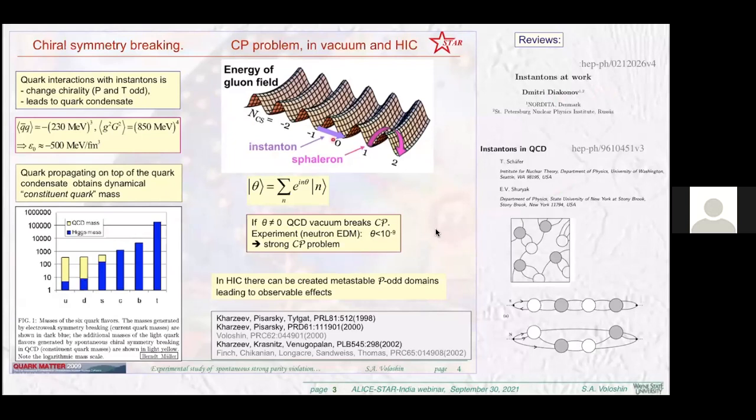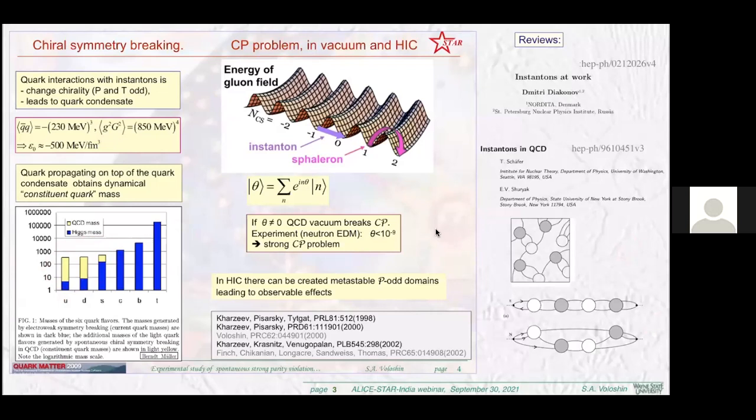But those processes lead to the gluon condensate. They lead to the quark condensate. They are really responsible for the constituent quark mass, along with many other processes. So that's for chiral symmetry violation. And it's also really related to the CP problem.